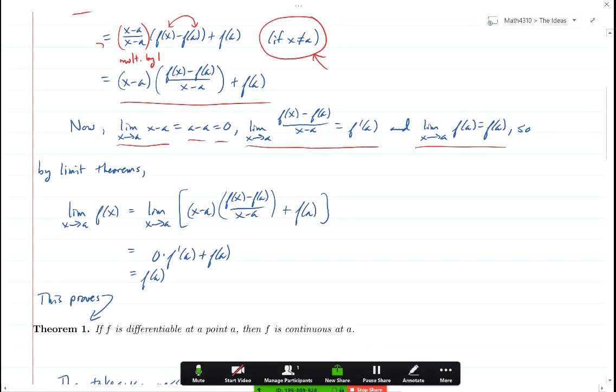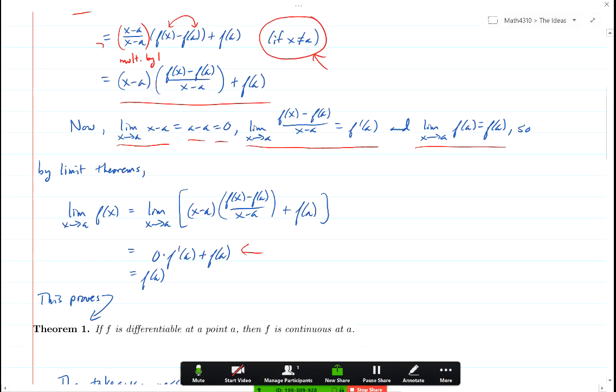So the limit as x goes to a of f of x, if we define this function f of x except at x equals a in this way, can be written as the limit as x goes to a of x minus a times f of x minus f of a over x minus a, and f of a. Right, all the stuff we just did. And all those limits exist, so we can basically take the limit of each component separately, and we get 0 times f prime of a.